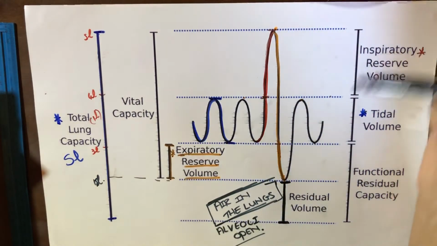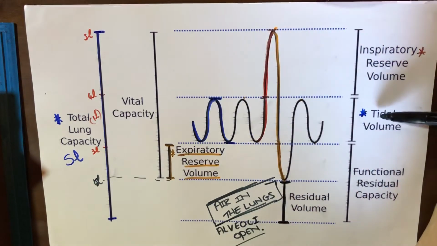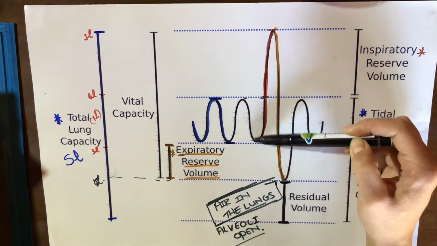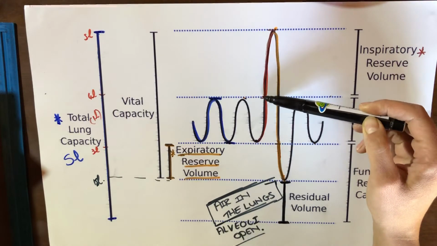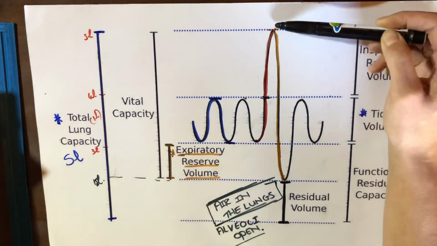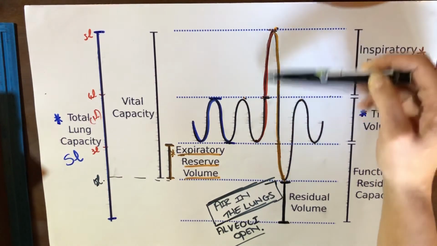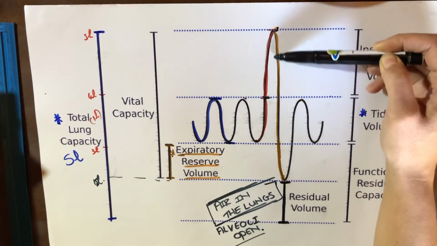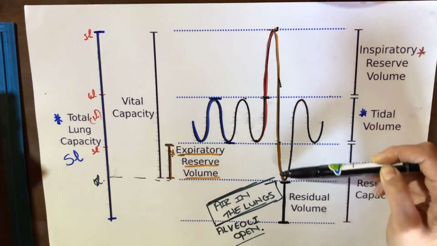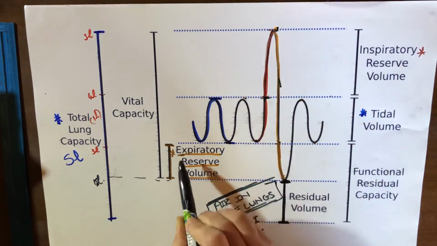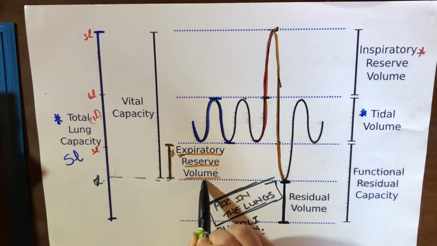Okay, so we've now discussed our normal tidal volume, normal inhalation, normal exhalation. Inhale, exhale. Inhale, then we've got our inspiratory reserve volume. After we've normally inhaled, we inhale another amount of air, so we have a maximum inhalation. Then we can exhale to normal, and then we can exhale our maximum. That's the last breath that you can exhale. That's your expiratory reserve volume.